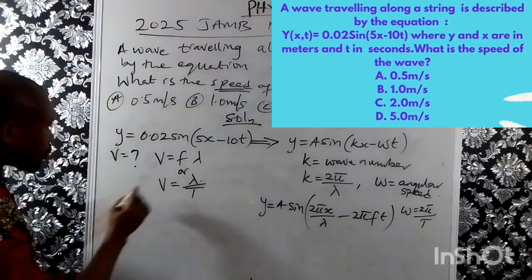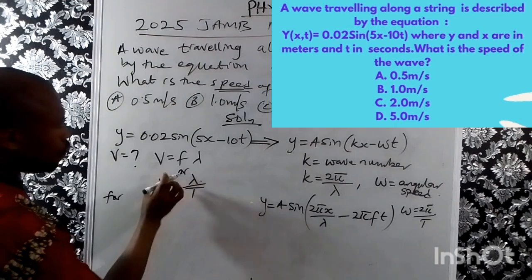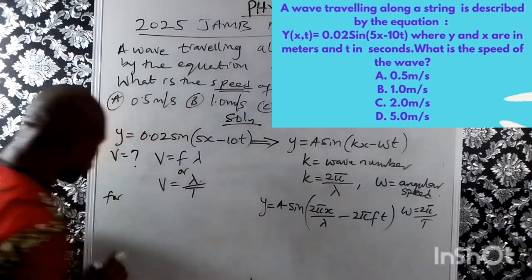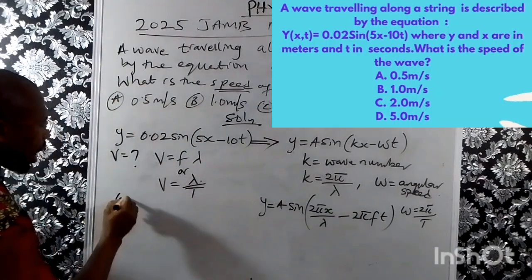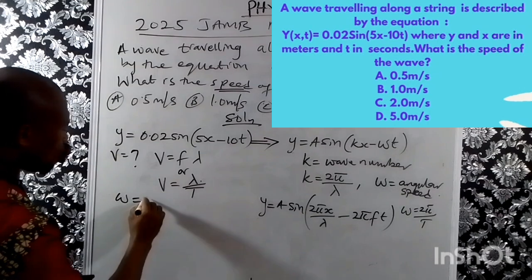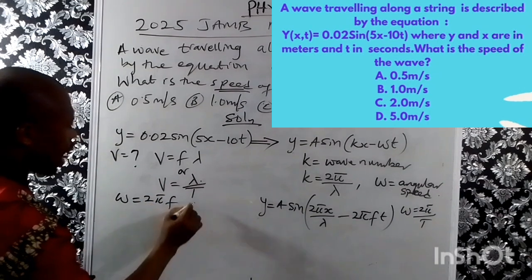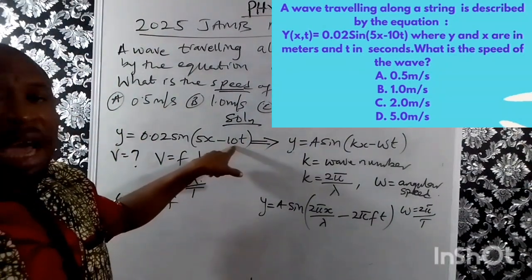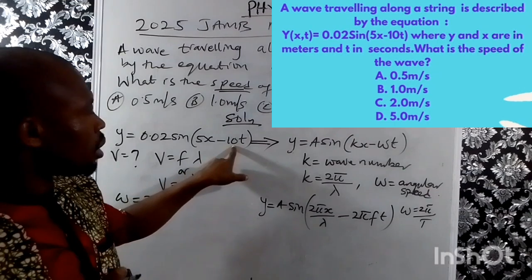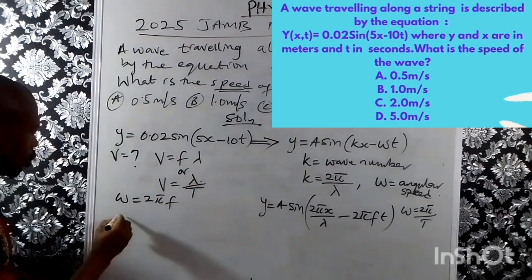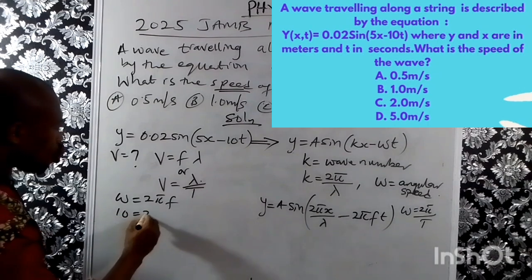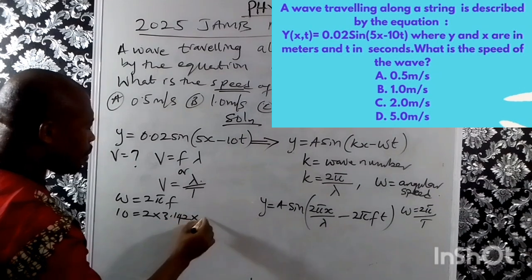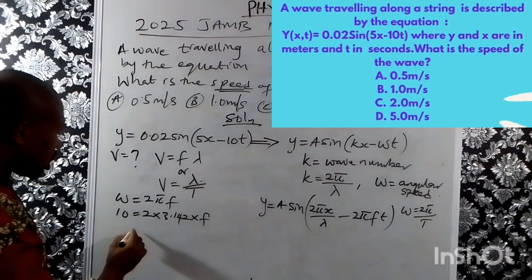So we now have for f, if you want to find f, that means we will need to use this formula. So we now have that omega is equal to 2 pi f. Now, omega has been given to us. This value here, if you compare this to any value attached to t, is the omega. So it has been given to us as 10. So we have 10 equals 2 times the value of pi, 3.142, multiplied by the frequency. Make frequency the subject.